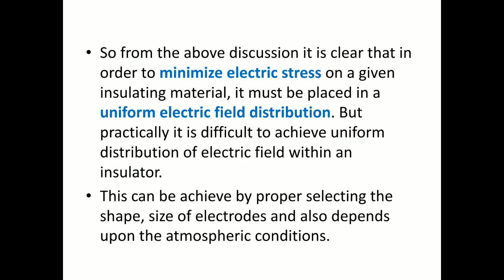From our discussion we conclude that in order to reduce the magnitude of electric stress on a material, it may be a conductor, it may be an insulator, or it may be an electrode, we need to achieve a uniform distribution of electric field in that material. So in the next lecture we are going to study what will be the effect of grounding on electric field configuration, and what are the different methods to control or to minimize the electric stress on a given material.